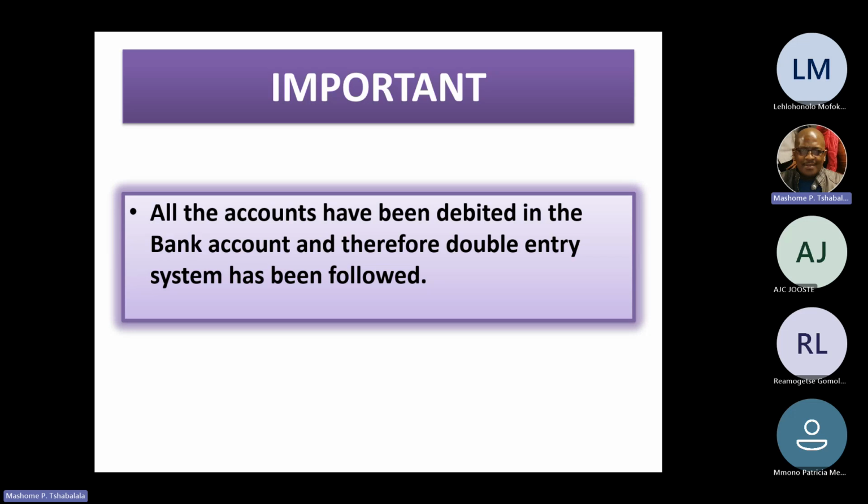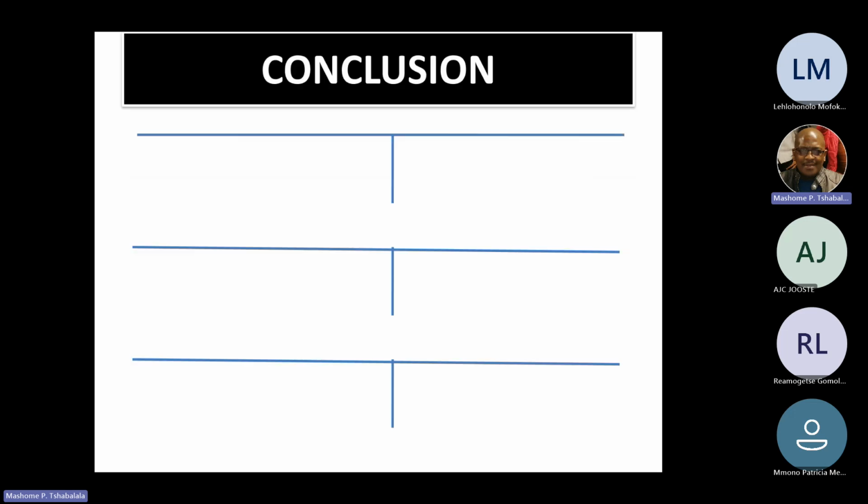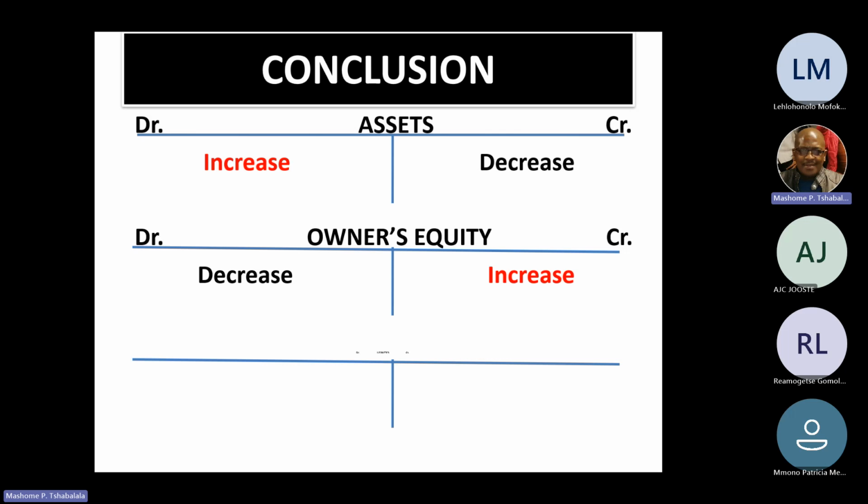All other accounts have been debited, and then the bank account has been credited with all those accounts. Then it means you have applied the double entry principle. Now, in conclusion, learners, in order to master the general ledger and the accounting equation, you need to be able to classify the accounts. Once you classify the accounts, you'll be able to choose whether the account is an asset, owner's equity, or liabilities.